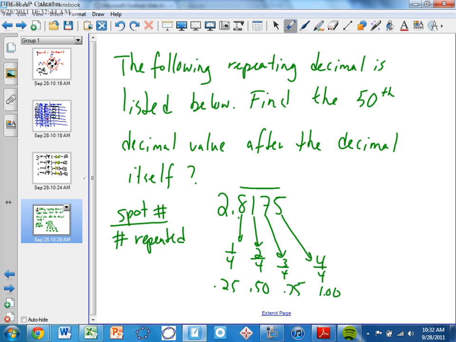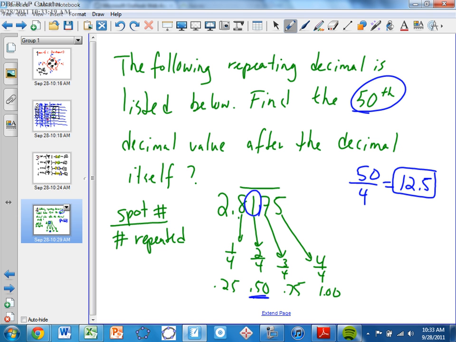So now if you take the 50th spot, which is the spot number, divided by the number repeated, it means take 50 and divide it by 4. When you do 50 divided by 4, you should get 12.5. Now, if it's 12.5, what's the decimal there? So where's the 0.5 located? Look on here, not on your i chart, guys. Where's the 0.5? Right there. So we find this is the value for the 50th location we're looking for.